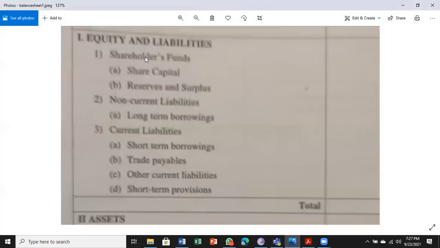So I have explained all the 3 headings and the subdivisions. Now, if you have any doubt, definitely you can ask me.